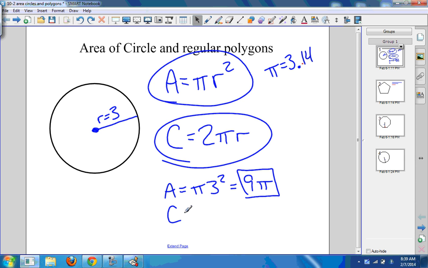Circumference then is going to equal 2 times pi times our radius, which in this case is 3. So I could say my circumference is equal to 6 pi.